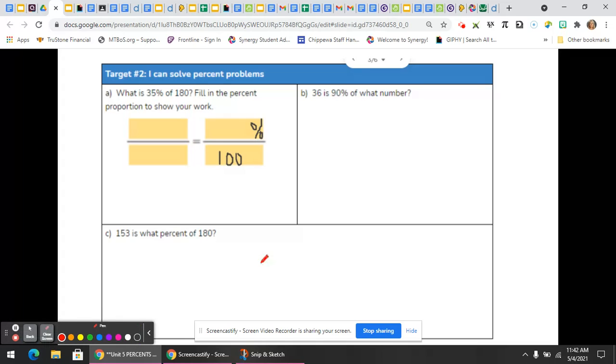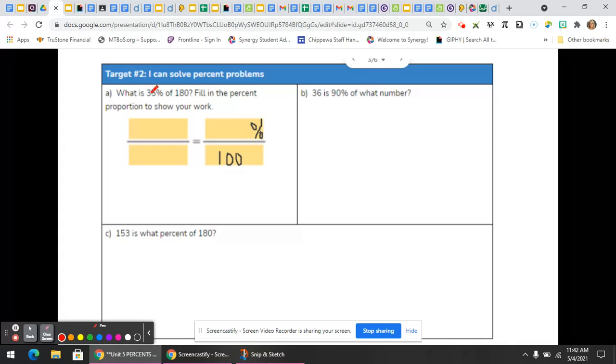All right, Target 2, I can solve percent problems. For each of these, A, B, and C, it's best to use the percent proportion. The percent proportion allows you to solve for the missing parts. So let's start off with A. Again, you're going to want to have your calculator handy. I'm going to help you set these up. You will be doing the final calculations to get your solution.